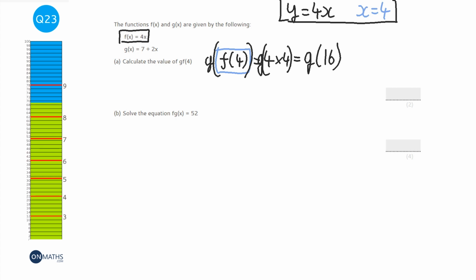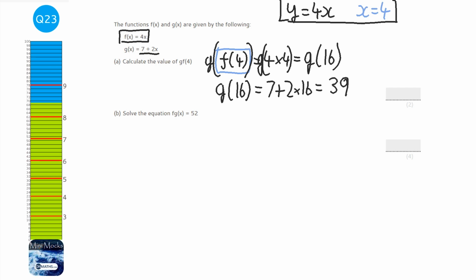Okay, we've done the f. Now we need to do the g, and we just do exactly the same thing. So g of 16, we're going to feed 16 into the equation. Well, it says 7 plus 2x, so it's going to be 7 plus 2 times 16. Well, I know 2 times 16 is 32, and I know 32 plus 7 is going to be 39. And so therefore the answer is just 39. Okay, perfect. Right, the next one.